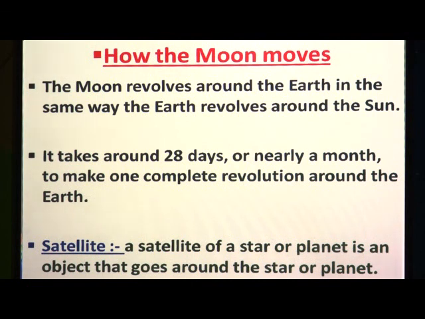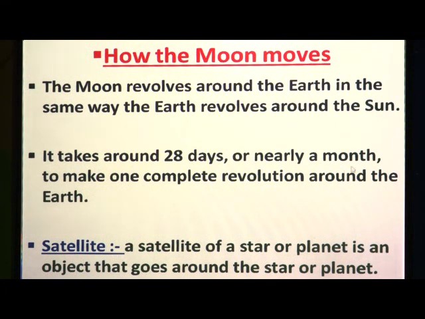And as we know, there are some natural and artificial satellites in space, and the moon is the only natural satellite of the earth. As we know, there are so many satellites and planets in our space, but the moon is the only natural satellite of the earth.